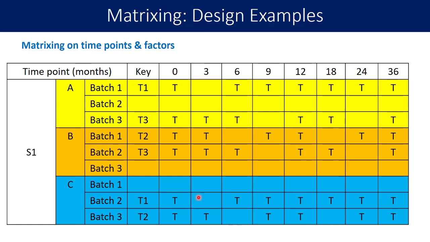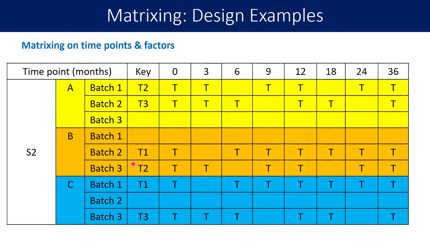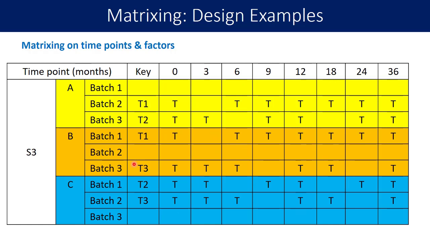So we now understand the complete testing for the strength number S1 across the different container sizes like A, B, and C. In the similar way, you can also do it for the S2 and S3 also. I hope you understand how this key can be utilized to understand the design by using the matrixing on time points and factors. And the factor is what over here? The factor is the container size. The three different containers like A, B, and C.